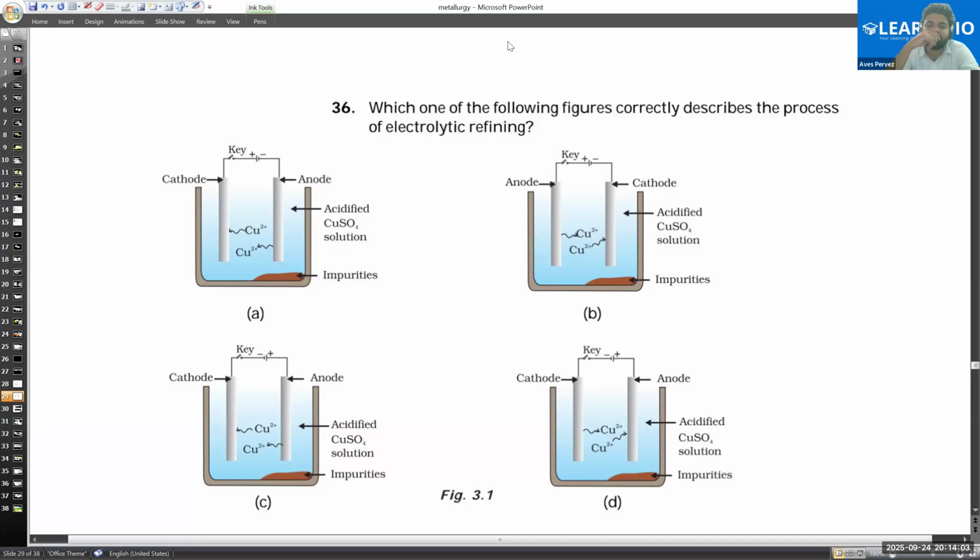So Rayan, Ritvika, and Umair, find the mistake in your answers. Why is A incorrect and why is B incorrect? Sir, the anode is positive. Yes, you, Rayan. Why is your B incorrect?